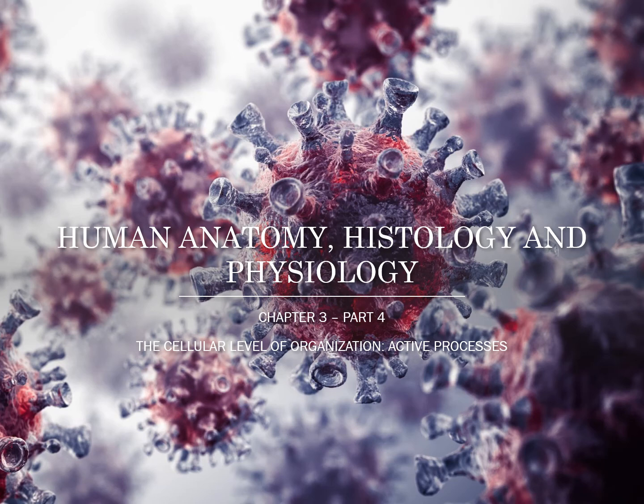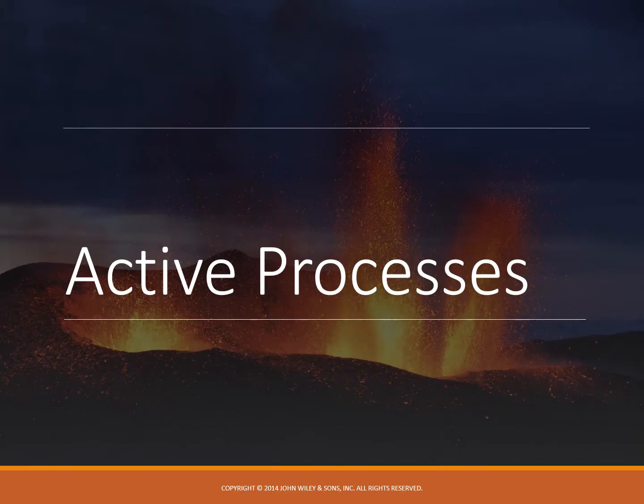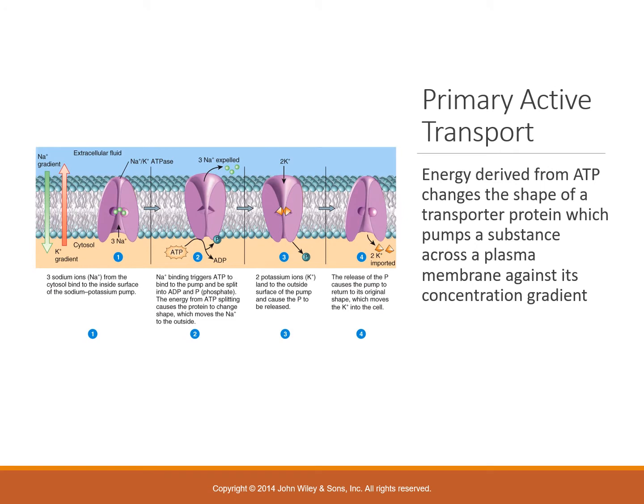So we're going to talk about active processes in this part 4 of chapter 3. Active processes require energy in the form of ATP, and usually they move molecules against their concentration gradients, otherwise known as uphill. Primary active transport is the process in which solutes are moved across cell membranes against their electrochemical gradients, by using the energy supplied by ATP.